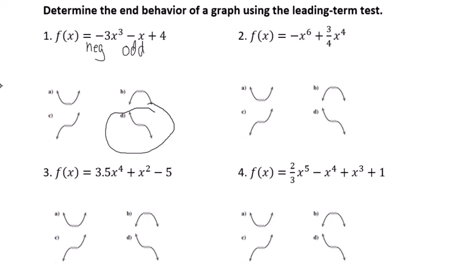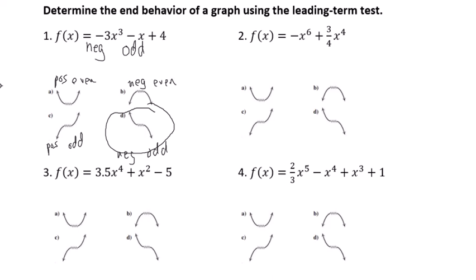Our end behavior is going to look like that. Negative and positive and odd would be this one. So this is positive, odd, negative, odd, positive, even, and negative, even.